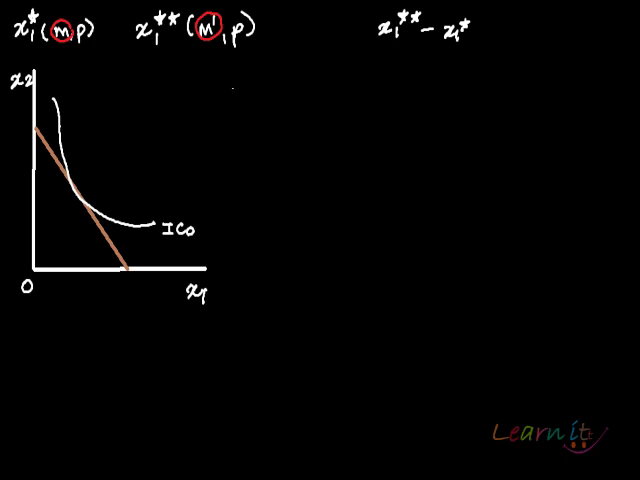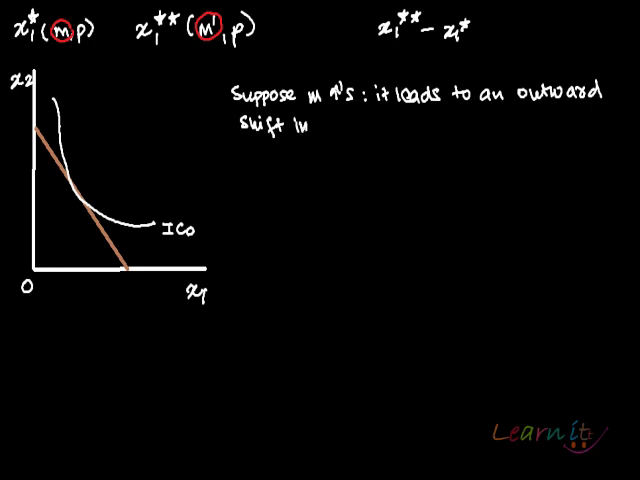Now the point is that suppose income increases, it leads to an outward shift in the budget line. So your budget line will of course move outwards when income increases. Clear? So how will it move? It will move like this. Note that this is a parallel shift, because there is no change in prices. So how is this affecting demand?